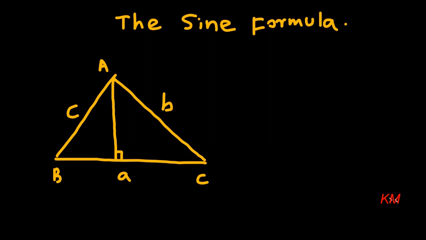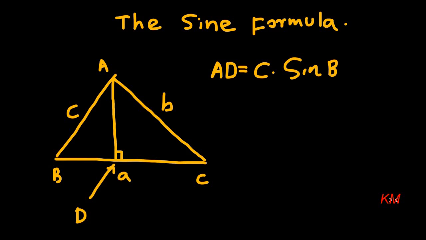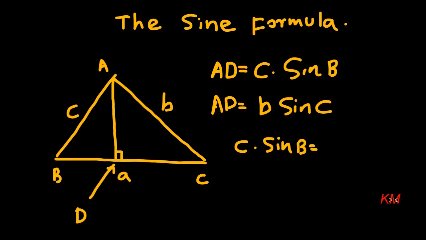Now you need to apply the Pythagoras theorem for this triangle. You need to consider this point as capital D. When we consider this AD length, that is equal to c sin B, and we can write another expression for AD, that is AD equals b sin C. Now you can see these two expressions are equal, so we can write c sin B equals b sin C.